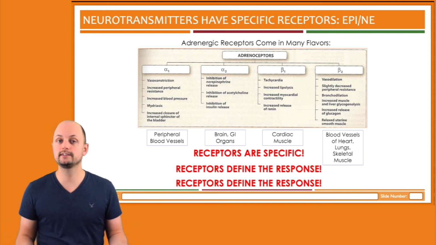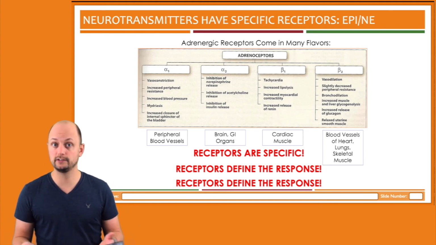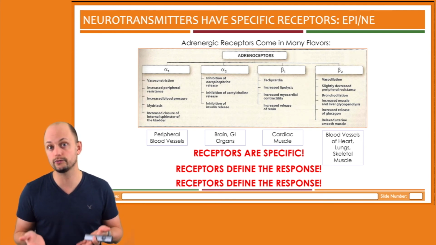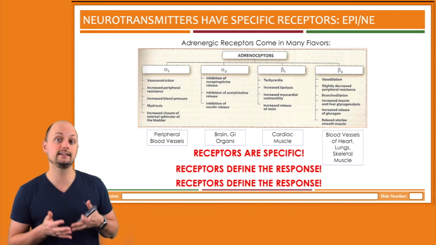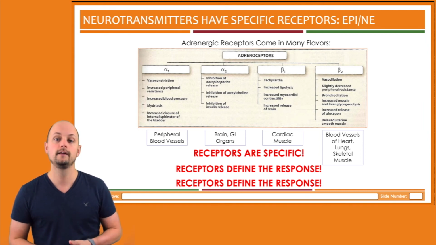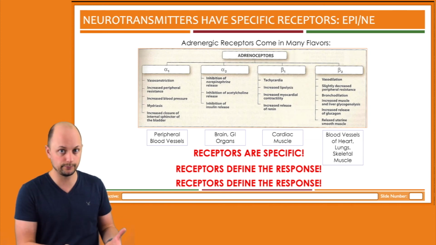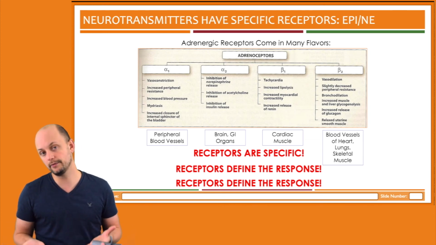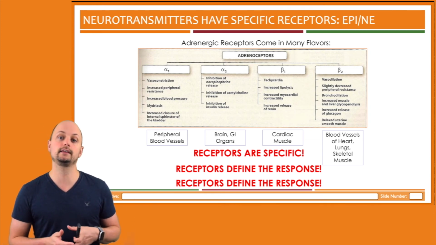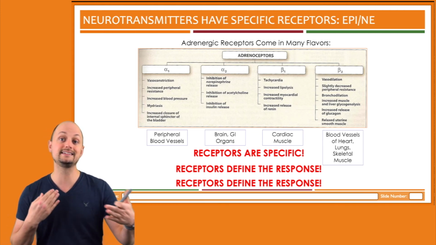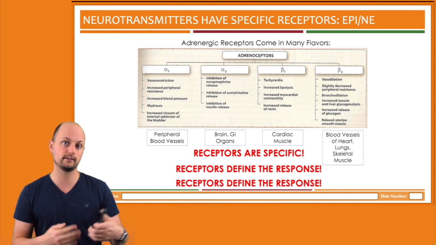So the reason why the sympathetic and parasympathetic nervous system can produce opposite responses is because they use different neurotransmitters that can activate different types of receptors. The parasympathetic division would activate the muscarinic receptors on the heart, and the sympathetic division would activate the adrenergic receptors on the heart. And each of those drives a different physiological response.